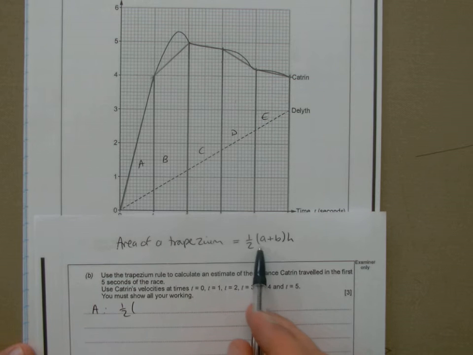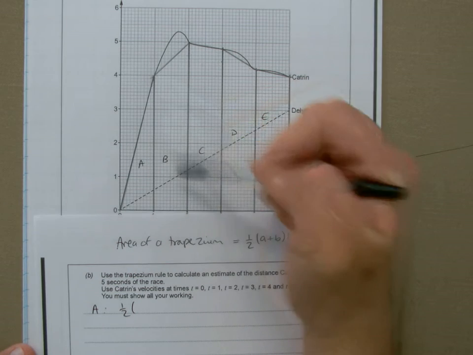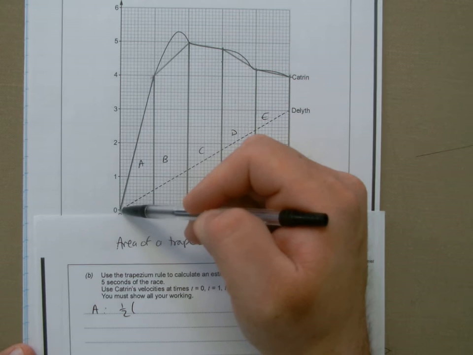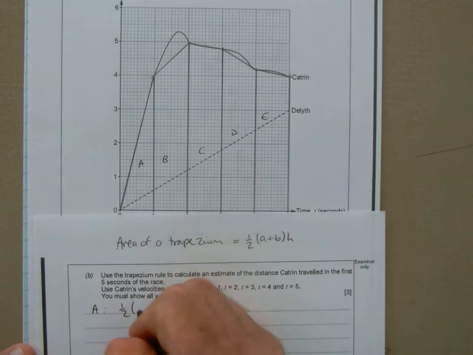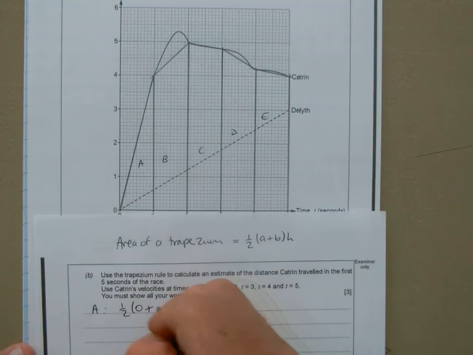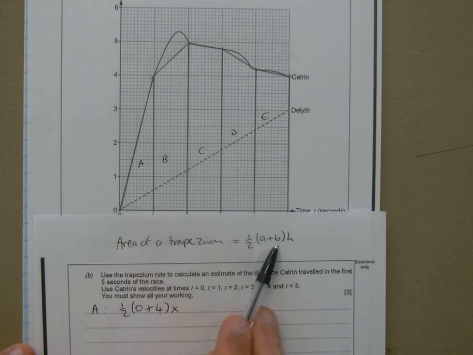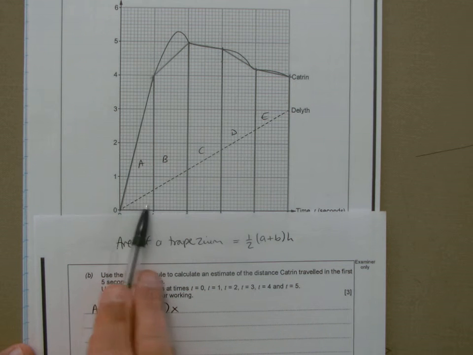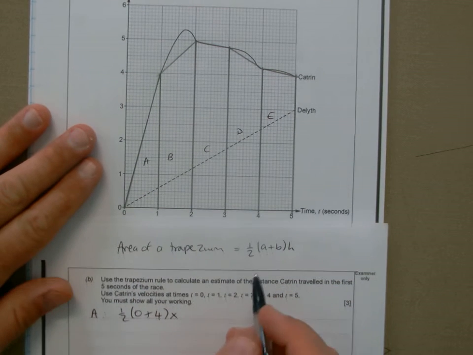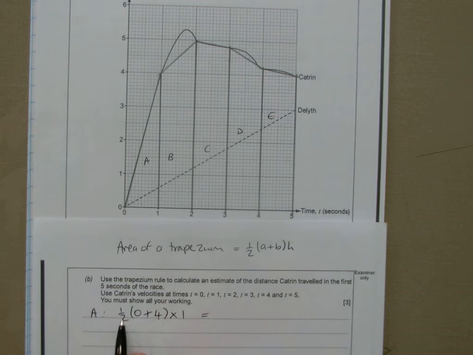Now I need to add a and b, and remember, a and b are the two sides that are parallel. These are the sides that are parallel, all along here. For a, in fact, there's no side there because it goes to 0, so that would be 0 for a. b would be this side here, which goes all the way up to 4. Then you times it by h, which is the height between the parallel sides, which is just 1 in this case. You can see on the scale there. So we work that out: half times 4 is 2, times 1 is 2.